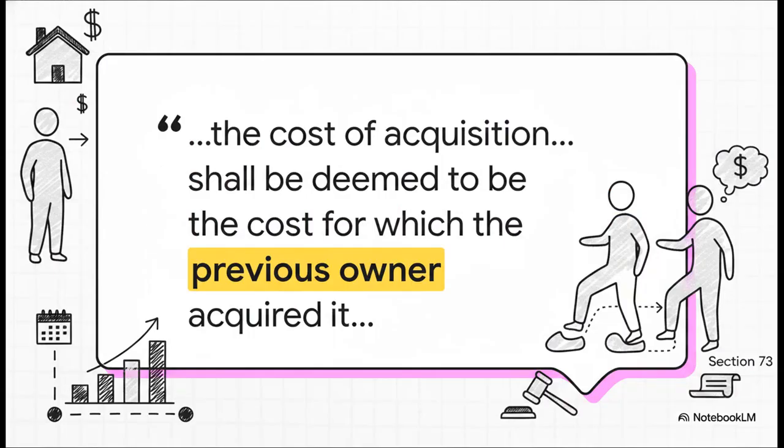And here's the absolute heart of Section 73. The law says that your cost of acquisition is deemed to be the cost that the previous owner paid for it. This is so important. It's not the market value on the day you got it. The idea is that you literally step into the shoes of the person who gave you the asset. Their cost becomes your cost.